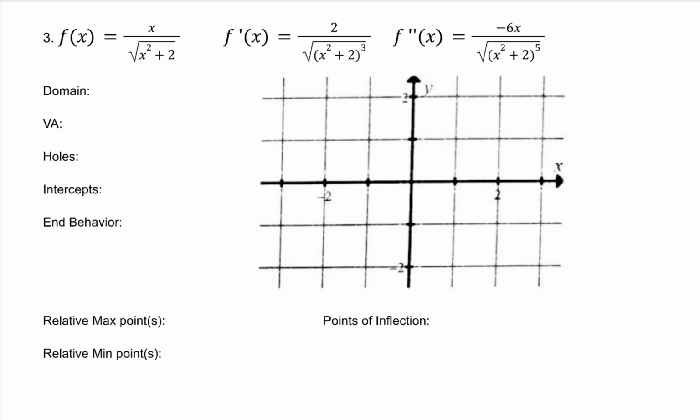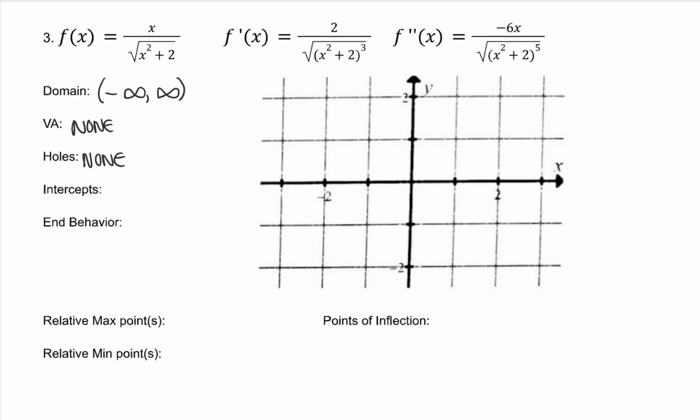For domain, a denominator cannot equal 0, and under a square root cannot be a negative. But it just so happens we have x squared plus 2. So nothing under this root is going to be negative, and actually nothing will make this equal to 0. So our domain is all real numbers from -infinity to infinity. We have no vertical asymptotes and no holes because we have no discontinuities. That's what an all real numbers domain looks like.